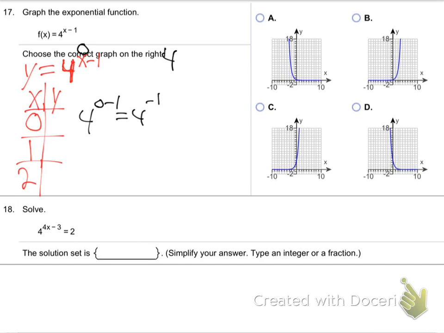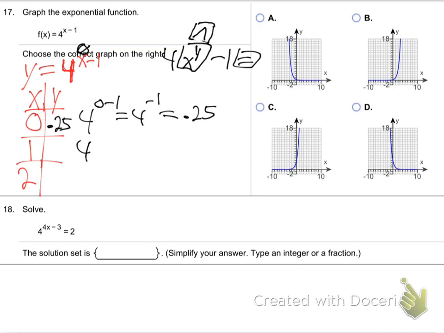Take 4. Hit the x to the y, the power button. Or maybe it's an up arrow power button on your calculator. They're different on different calculators. And this is an up arrow. Up arrow. And -1. And hit equals. And you will get 0.25.